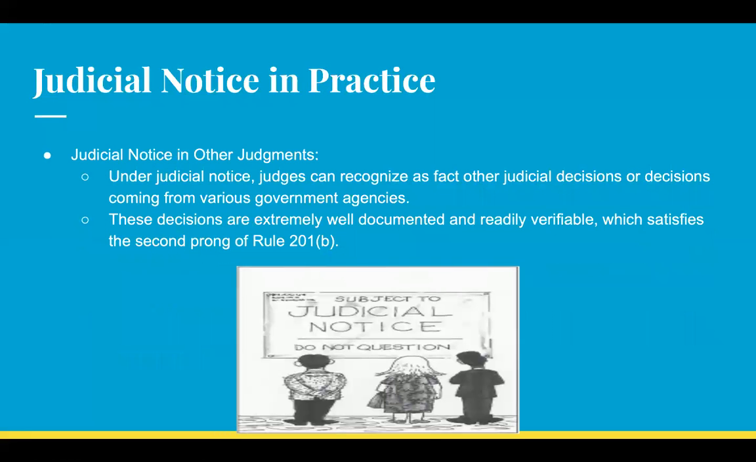Now, judicial notice can also occur in other judgments. Under judicial notice, judges can recognize as fact other judicial decisions or decisions coming from various government agencies. These decisions are extremely well documented and readily verifiable, which satisfies the second prong of 201(b). And again, it just helps save the court time and energy during extremely lengthy trials.